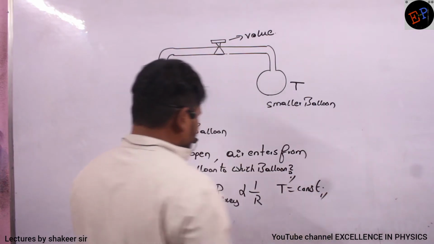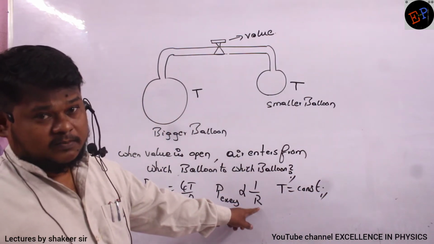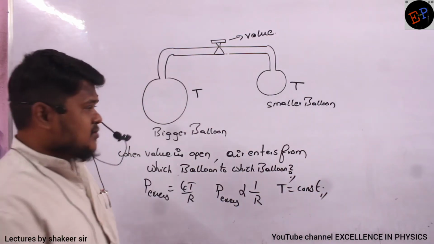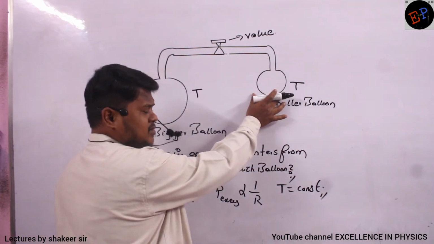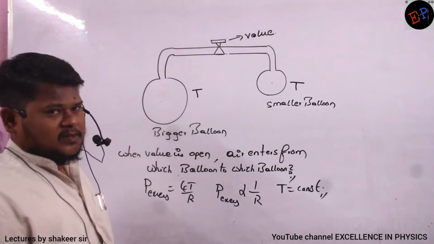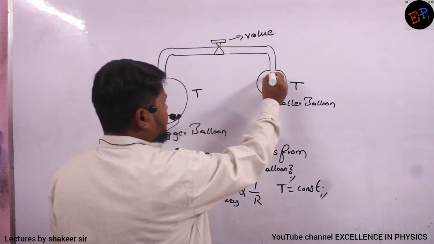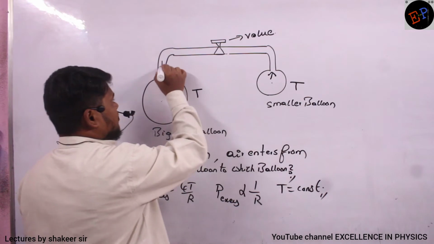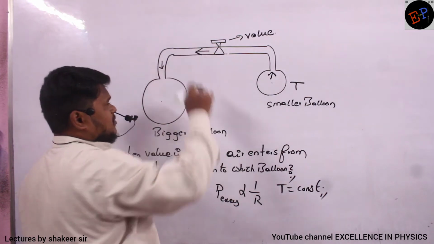So therefore, if radius is smaller, pressure will be greater. This is a balloon of smaller radius. So in this balloon, pressure will be greater when compared to the pressure here. So it means that air enters from the smaller balloon to the bigger balloon. This is what happens.